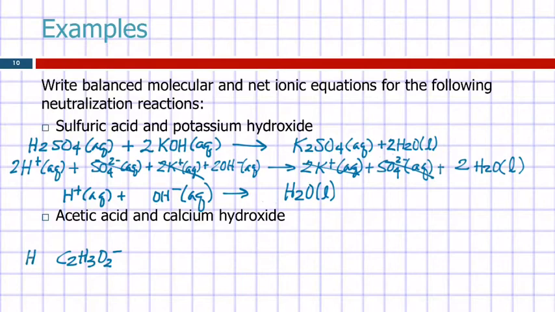And then there's going to be H plus. So this has a -1 charge. It only needs 1 hydrogen ion. This sulfate had a -2 charge. It needs 2 hydrogen ions. So acetic acid is just HC2H3O2.